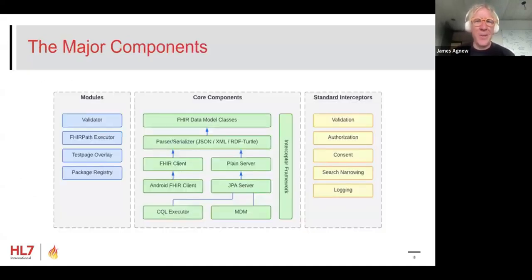So there we go. This diagram represents all of the major components of the HAPI FHIR framework. I'm not going to talk about every single one of them because this webinar would probably never end if I tried to go into detail.